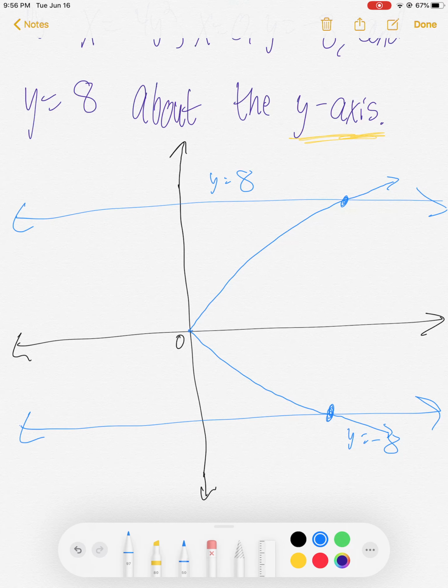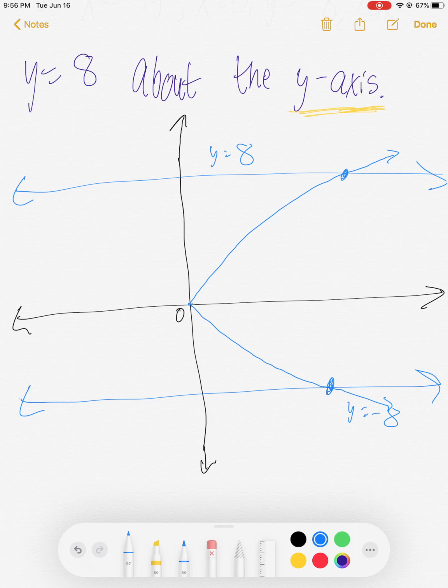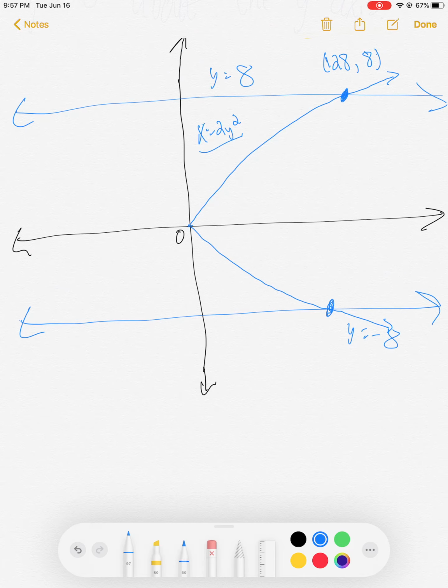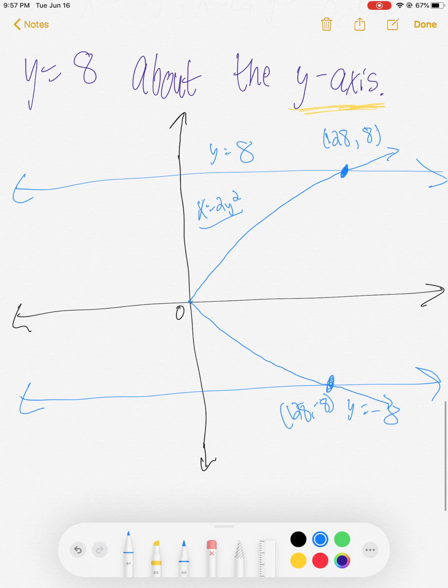Why don't we go ahead and label these points? This is the function x equals 2y squared. I know the y-coordinate of this intersection point, right? The y-coordinate is 8. The x-coordinate is given by 2y squared, and y is 8, so that comes out to 128. Similarly, since this function is symmetric about the x-axis, this is going to be 128, negative 8 down here.